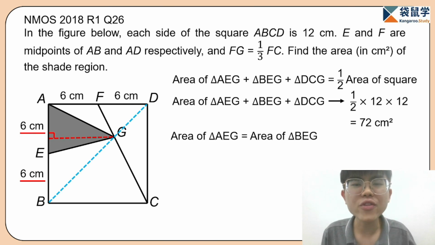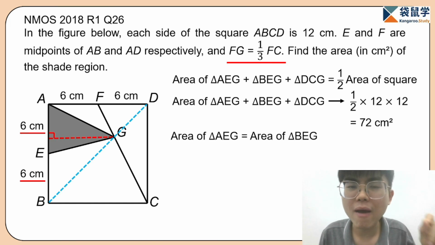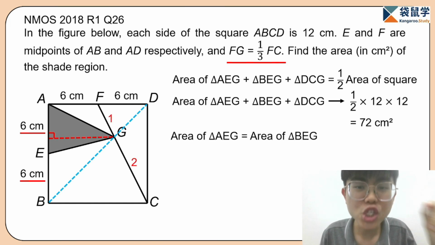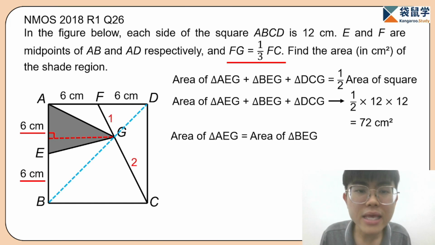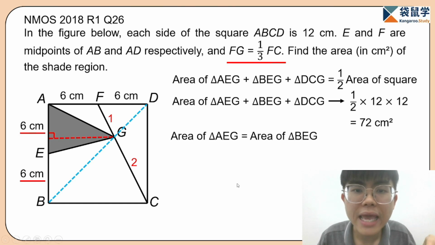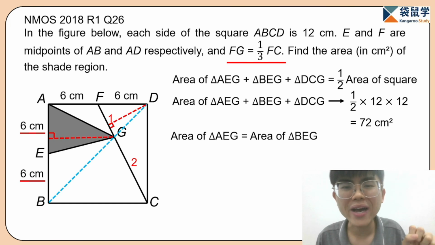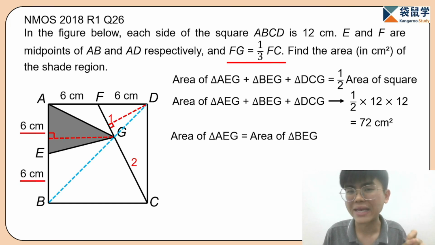Based on what we have from the question, we know that FG is 1/3 of FC. This means that the multiple of FG and GC is 1 and 2. And you can see that these two triangles, DFG and also DCG, they actually have the same height. So this is actually the equal height model right here. We know that the multiple of area between the two triangles is the same as the multiple of the base.